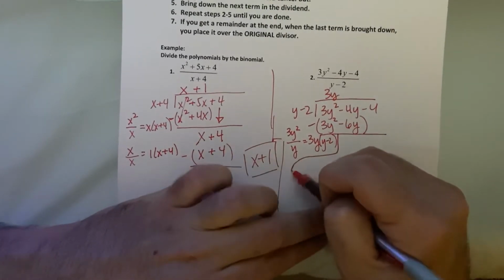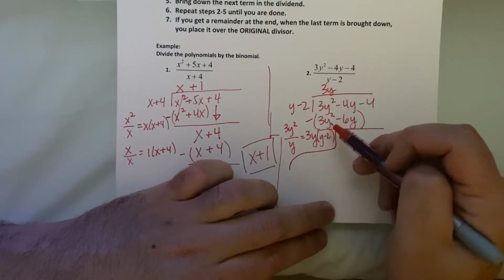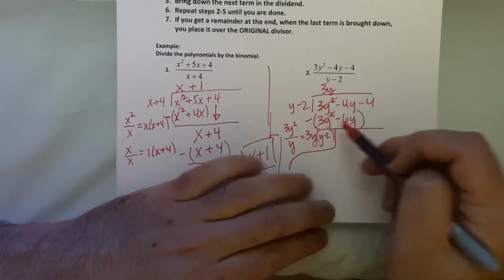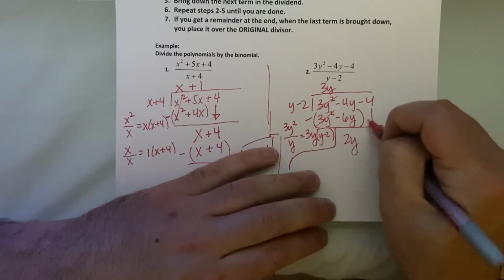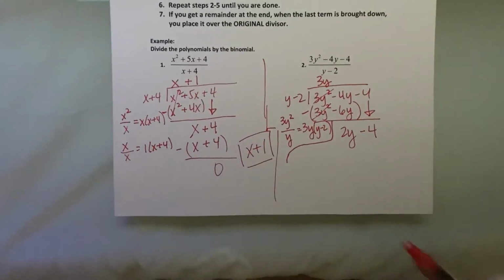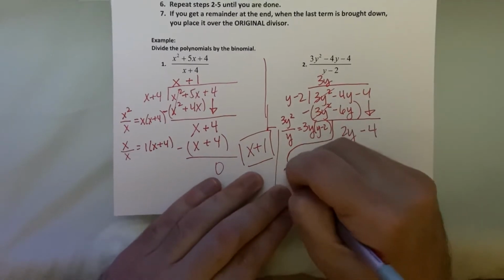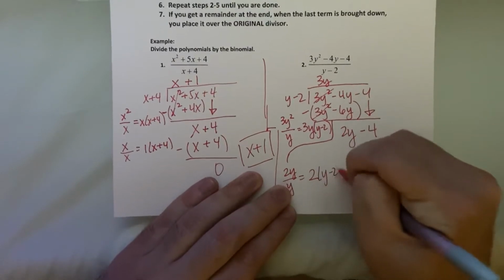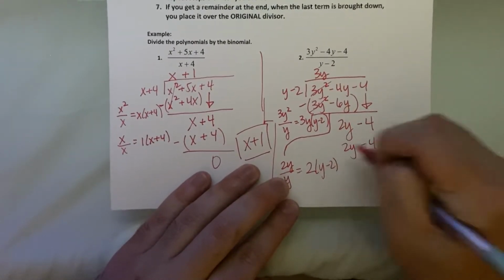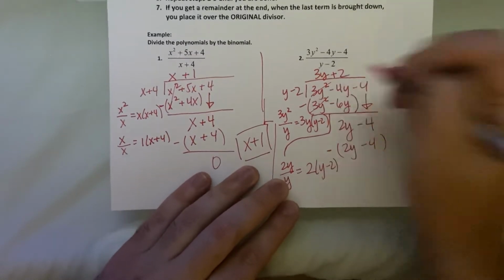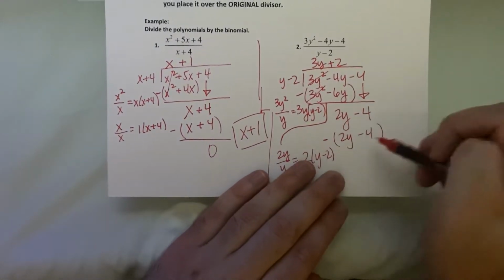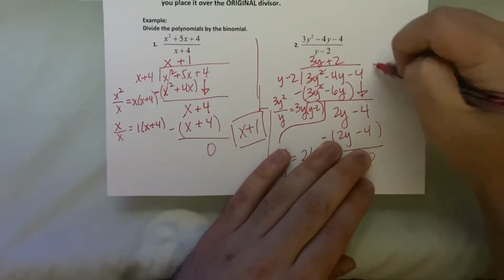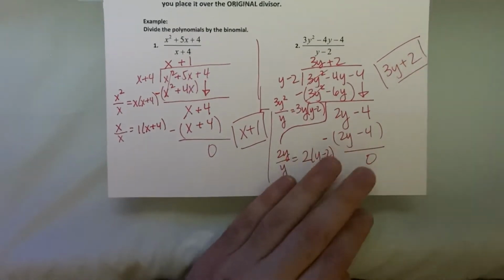Again, ignore this part over here. 3y squared minus 3y squared, they cancel. That's a good sign. Negative 4 minus negative 6, or negative 4 plus 6, is 2y. And we bring down a 4. So what's my leading term now? 2y. What's 2y divided by y? 2. That gets multiplied by the outside. 2 times y minus 2 is 2y minus 4. And also the 2 goes up here. 2y minus 4 minus 2y minus 4, that's 0. So what's my answer? What's up top? 3y plus 2. And again, no remainder.